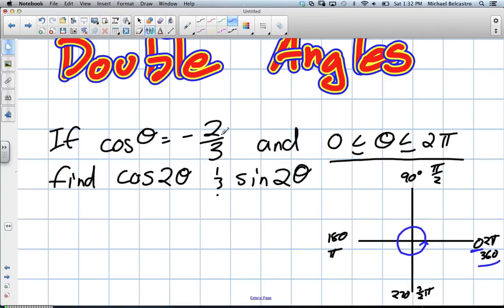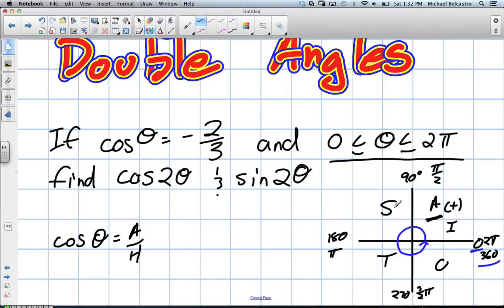Cos is -2/3. Well, let's talk about our basic trig ratios. Cos theta is equal to the adjacent over the hypotenuse, and cos is negative. So let's think of our CAST system, C-A-S-T. Well, everything's positive in quadrant 1, so we know we're not in quadrant 1. Quadrant 2, we could be in. Quadrant 3, we technically could be in. Quadrant 4, we can't because cos is positive in there. So we're either in quadrant 2 or quadrant 3 in this question.